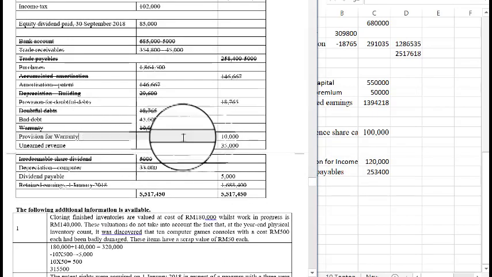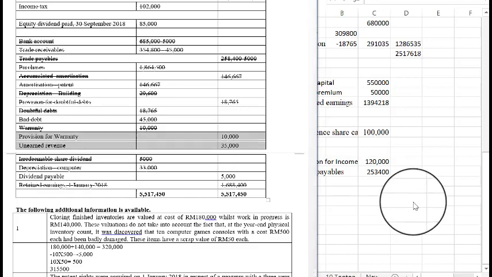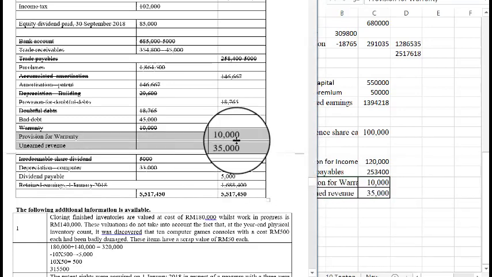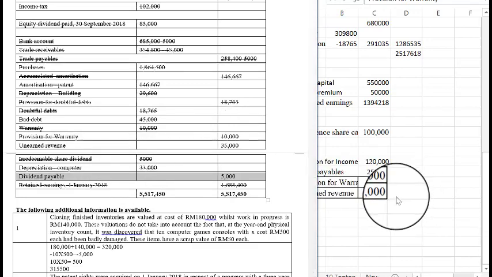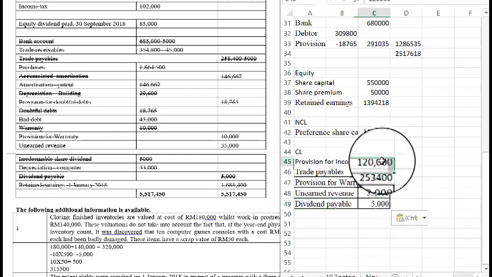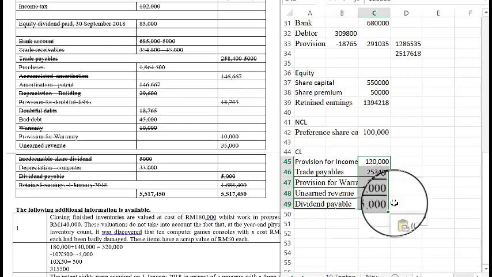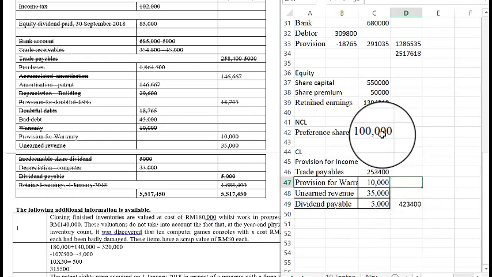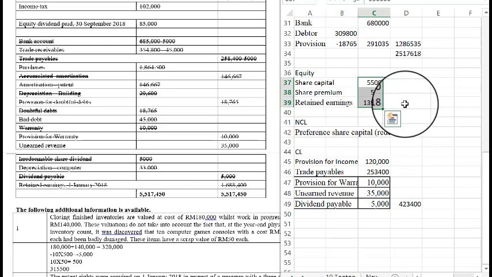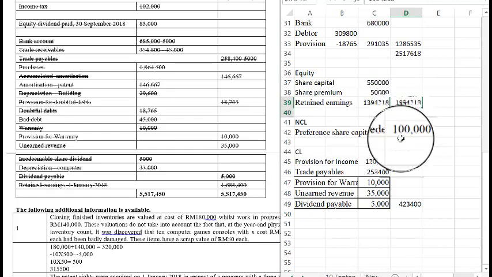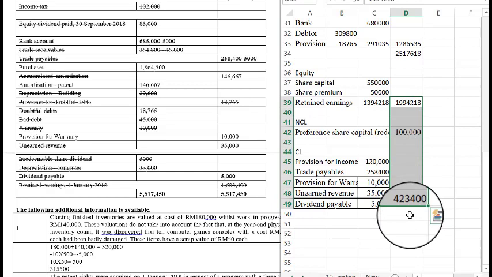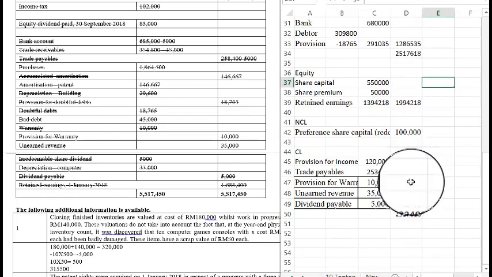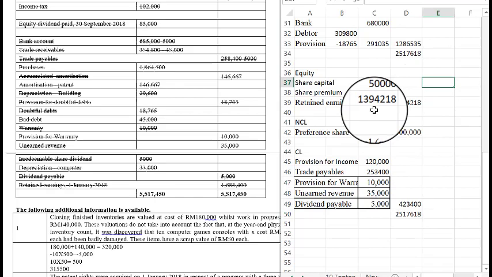Then you will have these 3 provision for warranty, unearned revenue. Okay, a provision for warranty and unearned revenue, so these 2 done. And the last one, dividend payable. Okay, so dividend payable. So in total, your current liability is 423,400. Okay, this is your total. Here the total 1994218. So total liability and equity is 2517618. You have balance. If you check here and here, you actually already balance your account. That's all.